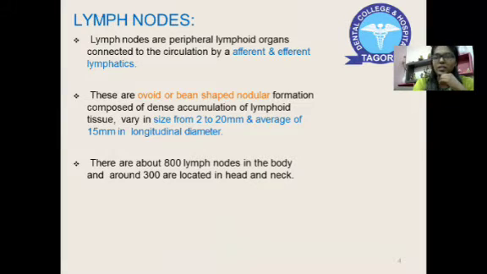So basically, what is a lymph node? They are ovoid or bean-shaped nodular formations composed of a dense accumulation of lymphoid tissue, which may vary in size from 2 to 20 millimeter and average 15 millimeter in longitudinal diameter. And there are almost 800 lymph nodes in the human body, but only 300 are located in the head and neck region.